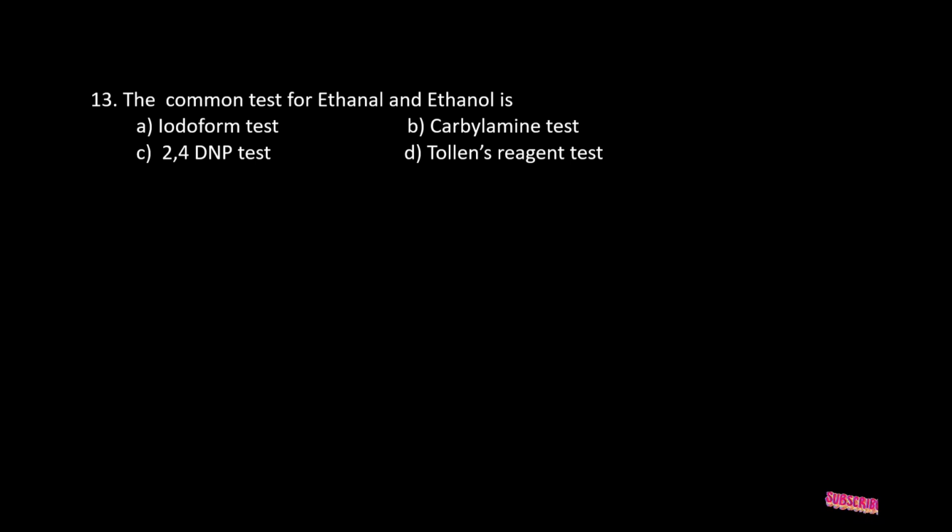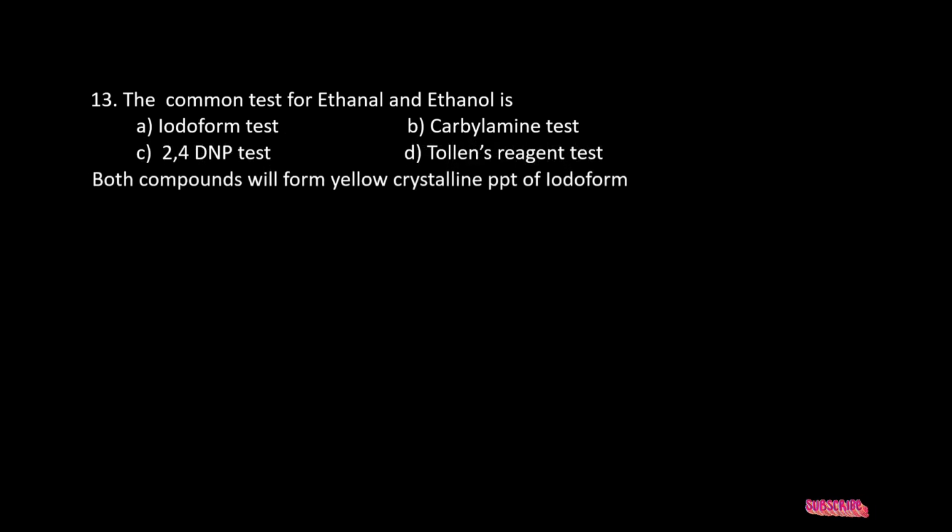And the last one, Tollens' reagent test, is answered only by ethanal but not ethanol. So the correct answer for this is option A, that is iodoform test. So both ethanol and ethanal will form the yellow crystalline precipitate of iodoform. So the correct answer is option A.